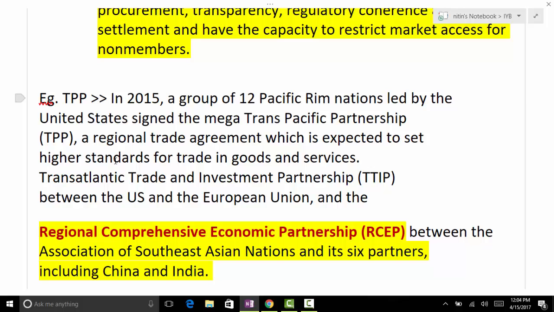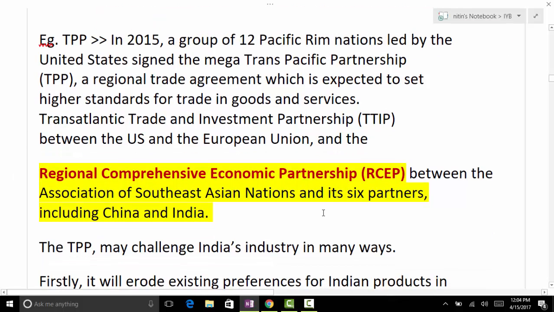Earlier we had been very skeptical and apprehensive of TPP. It could, in fact, keep India out of a major trade bloc. So it's a good sign for India, right? Now, TTIP: once TPP is no more, we don't know the future of TTIP, whether it will come or not. Even so, we are part of RCEP. What is RCEP? Regional Comprehensive Economic Partnership.